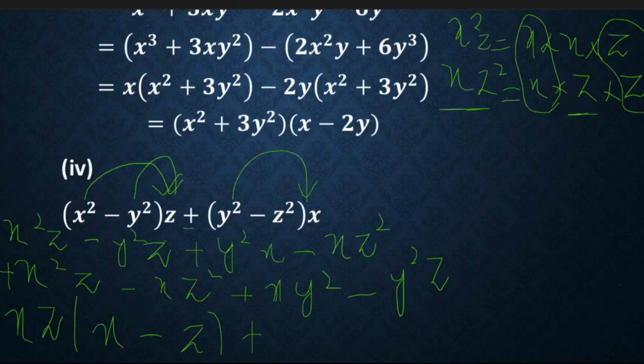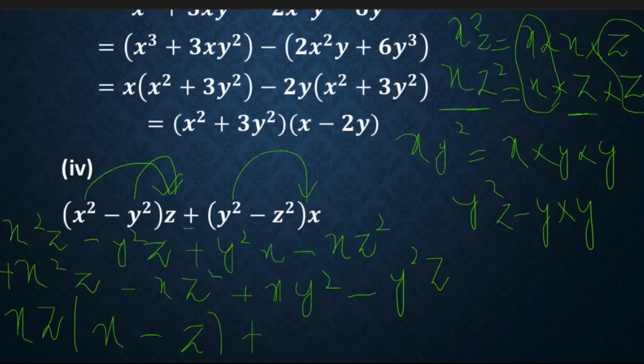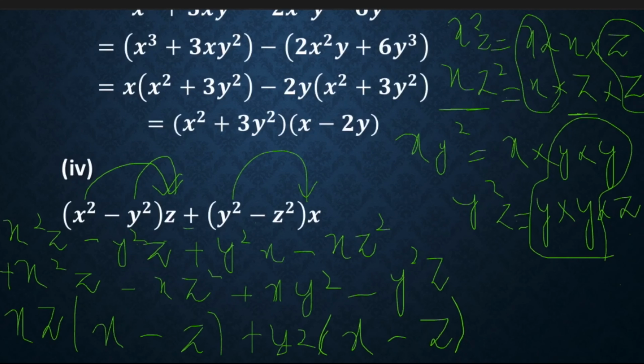Now we will see what can we take common from x y square and y square z. X y square can be written as x multiplied by y multiplied by y, and y square z can be written as y multiplied by y multiplied by z. So what can we take common? Y into y, that is y square. When y square is taken common, we are left with x, then sign minus. When y square is taken common here, we are left with z. Writing that z here.